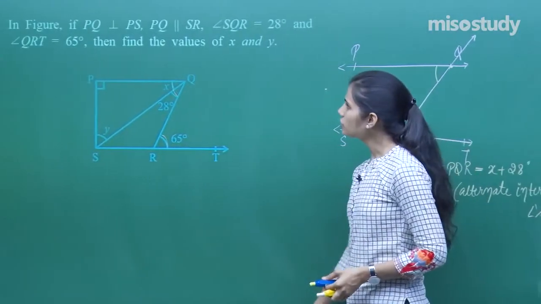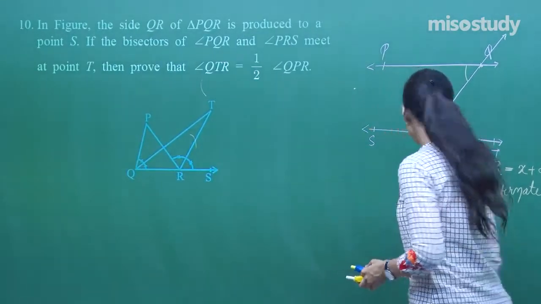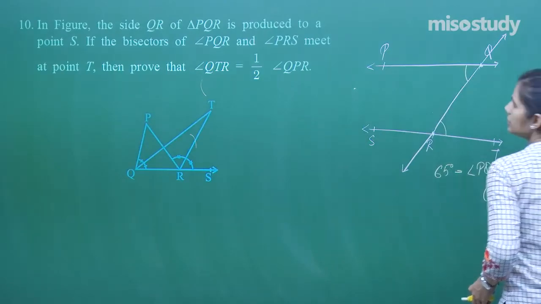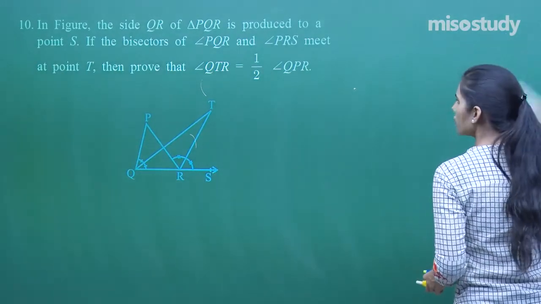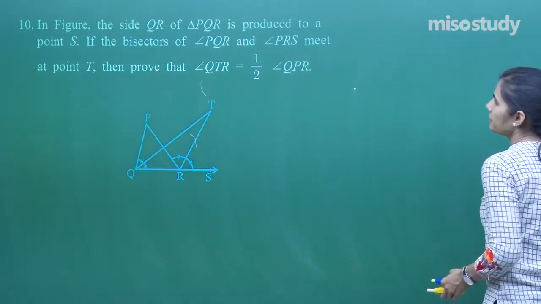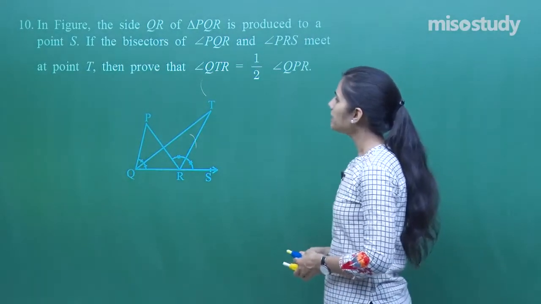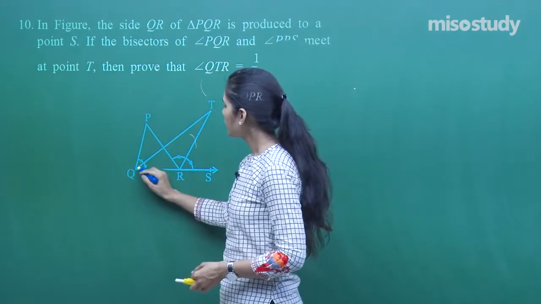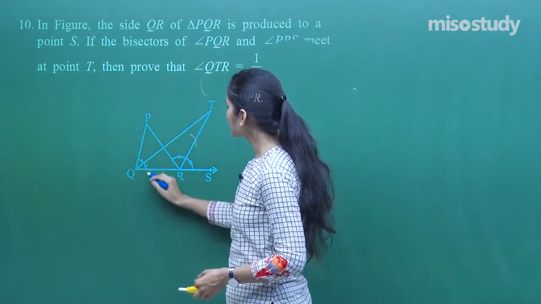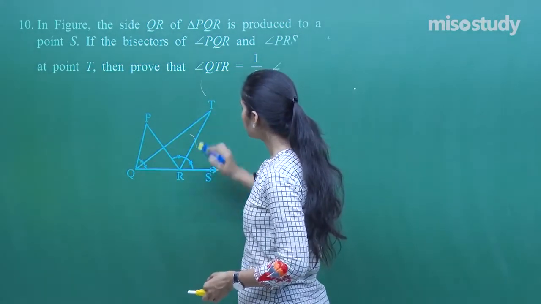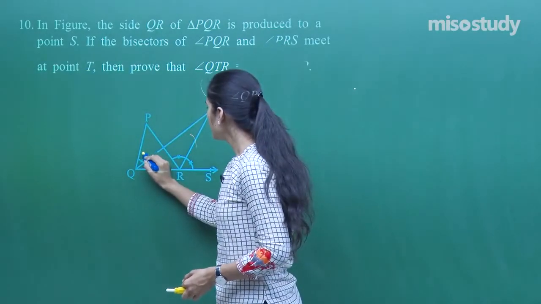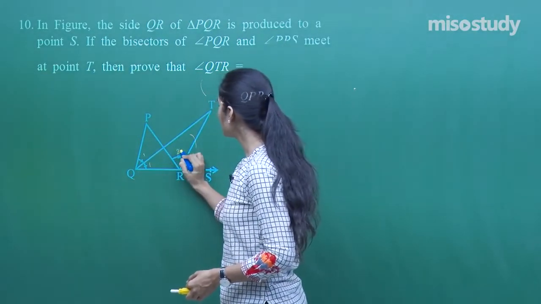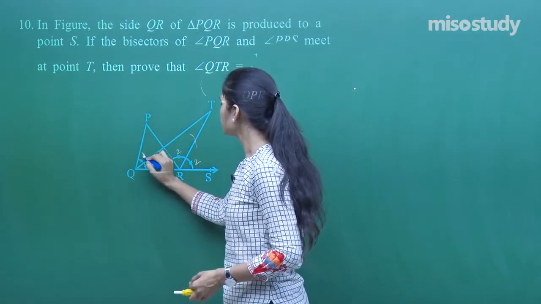Let's look at the next question. In this figure, we have to understand bisector of angle PQR and bisector of angle PRS are meeting at point T. So you have to understand that QT is the bisector of angle PQR and RT is the bisector of angle PRS. That means if this is 1, this is also 1, and if this is 2, this is also 2.